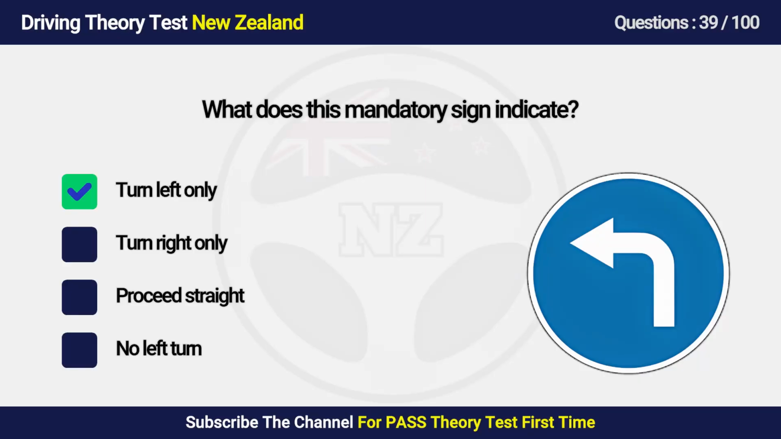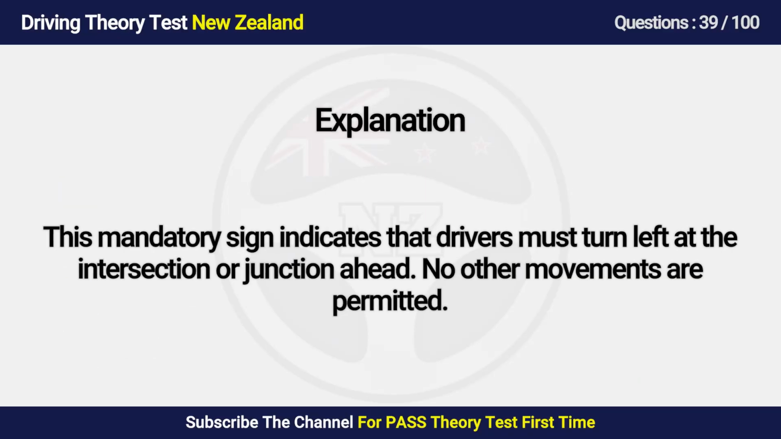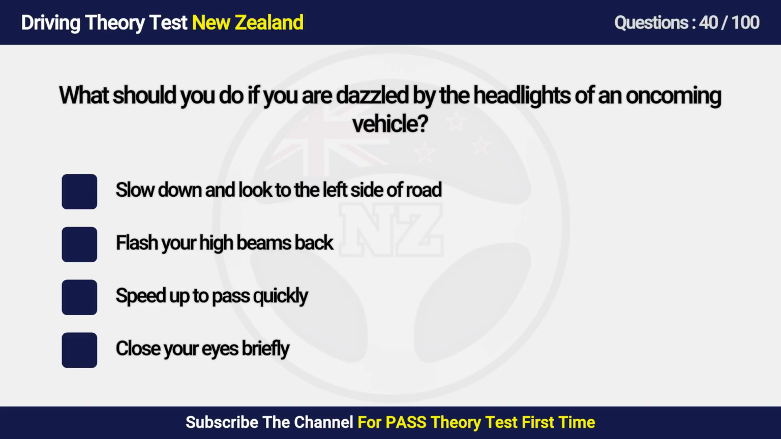Answer is A. Turn left only. This mandatory sign indicates that drivers must turn left at the intersection or junction ahead. No other movements are permitted. Question 40. What should you do if you are dazzled by the headlights of an oncoming vehicle?